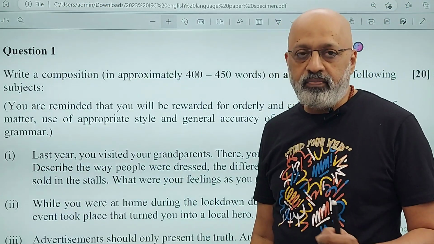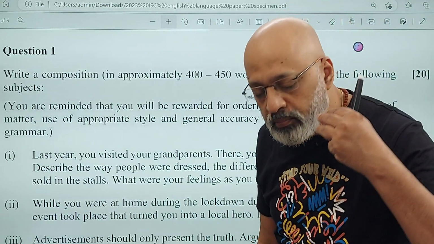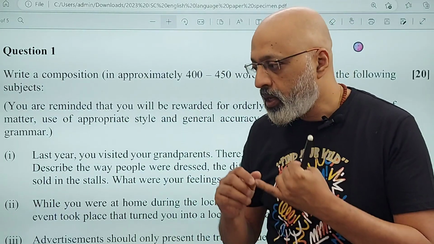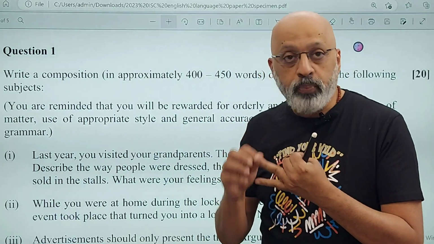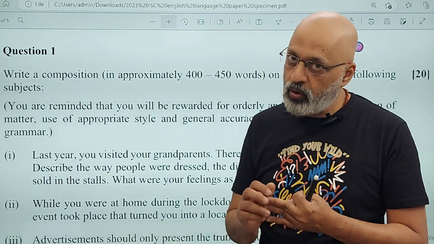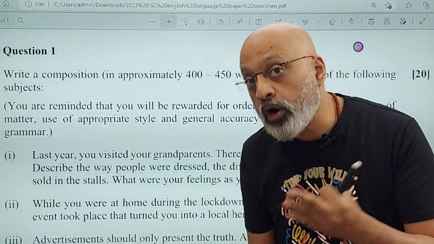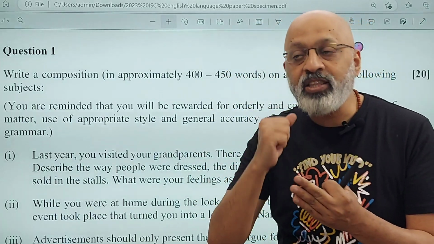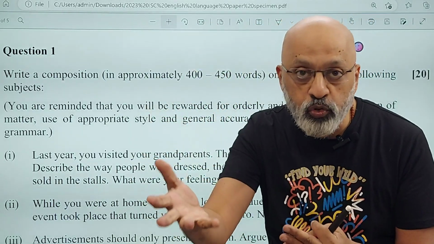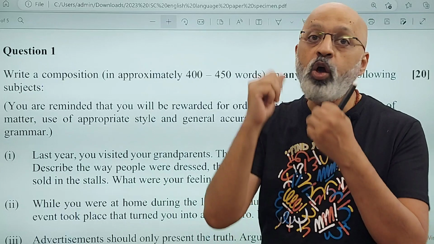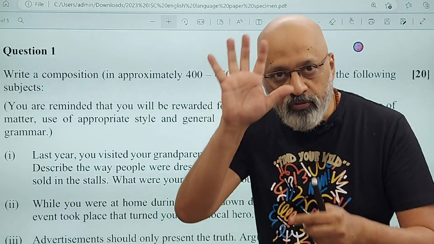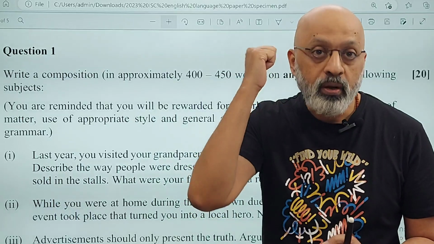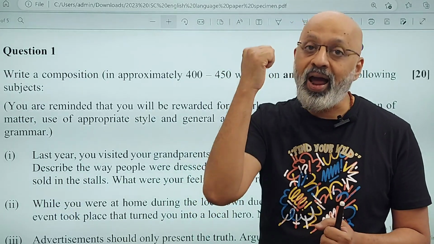In the essay, there are 3 things to which the examiner will pay a lot of attention: your spellings, your punctuation, and the grammar. Okay, these things are non-negotiable. Iske alawa, of course, your content and the way you express, the language you use, the beauty of the language you use will fetch you marks. So these are the 5 things which matter. I repeat: spelling, punctuation, grammar, content, and expression.